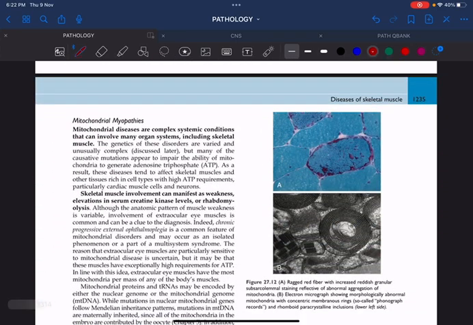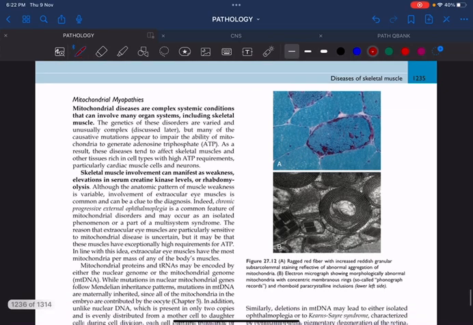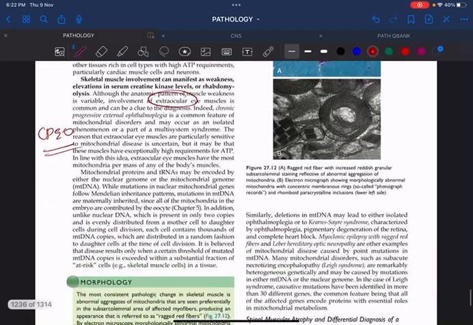Coming to mitochondrial myopathies. What are mitochondrial myopathies? These are mitochondrially inherited diseases that mainly affect the muscles. Remember, in muscles we have adenosine triphosphate, ATP, which is very important for the contraction of the muscle. Mitochondrial DNA has a very high chance of undergoing mutation compared to our normal DNA. So there will be weakness of the muscles. There will be involvement of the extraocular muscle fibers, and that is CPEO, chronic progressive external ophthalmoplegia. That is one of the mitochondrial diseases.